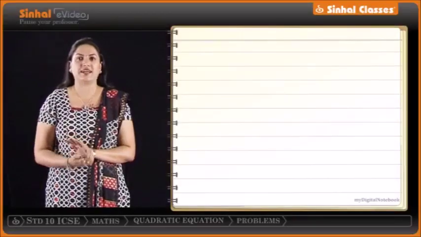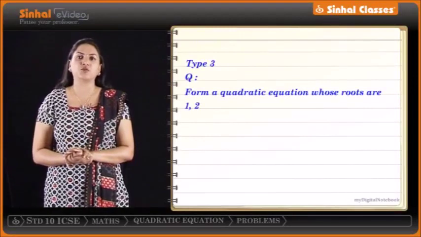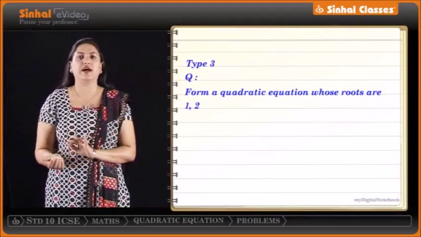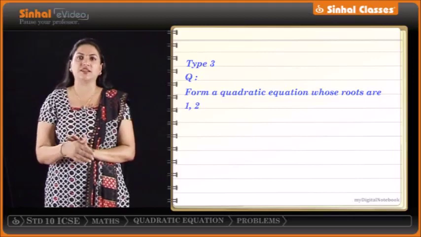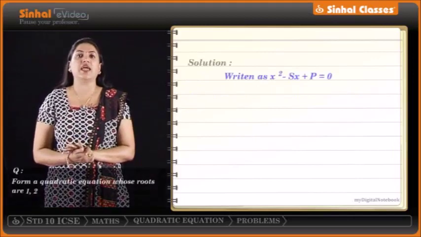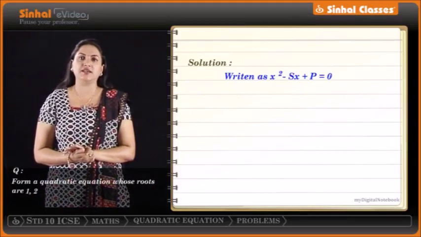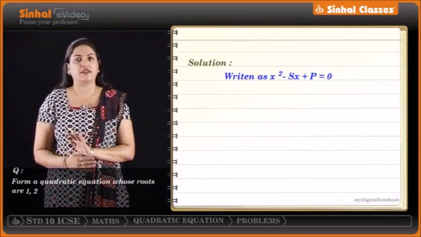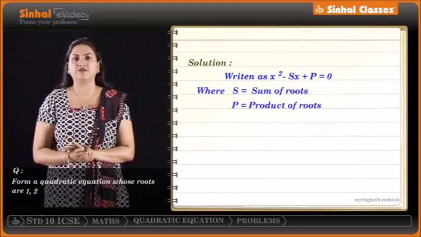Now to the next type: form a quadratic equation whose roots are 1 and 2. Now we know that a quadratic equation can be formed by using x square minus sx plus p is equal to 0, where s is the sum of roots and p is the product of roots.